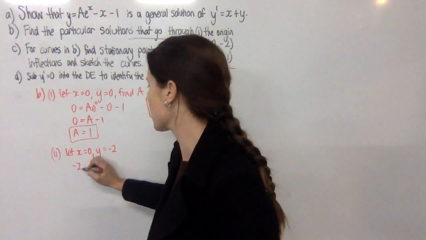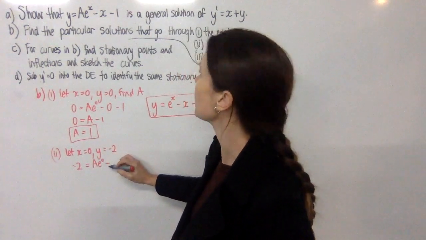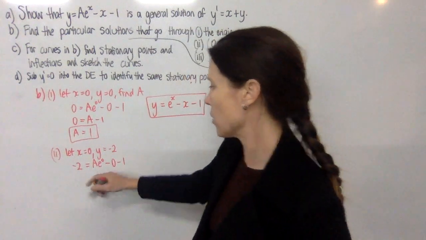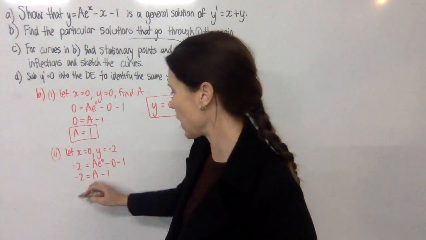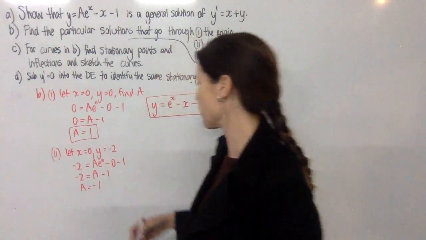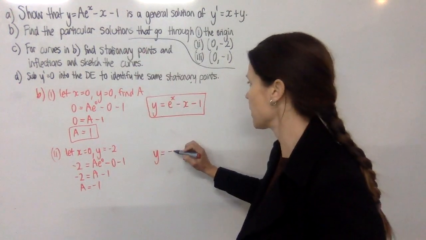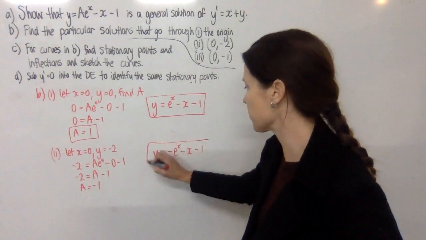For part 2, we need to sub in x equals 0 and y equals minus 2. So we get minus 2 is equal to a e to the 0 minus, what do we have, 0 minus 1 again. So we've still got negative 2 equals a minus 1. So a is going to equal negative 1. So if a is negative 1, then our particular solution is negative e to the x minus 1.